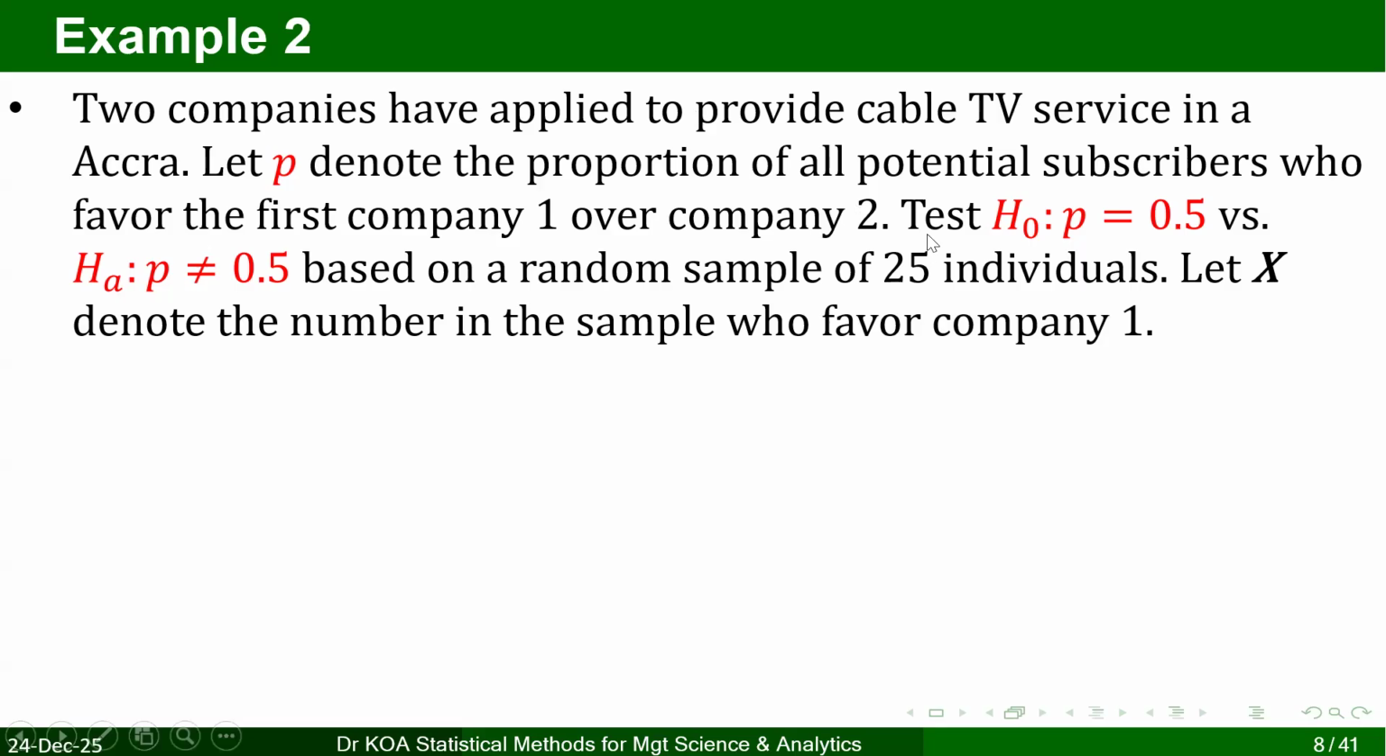Then we can formulate a hypothesis in terms of P, because P is supposed to be equal to 50%. P means probability, so we want to just split it. Now you have to test the hypothesis that P is 50% versus the alternative that it is not 50%, based on a random sample of 25 individual people. Let X denote the number in the sample who favor company 1, which means that the number in the sample who favor company 2 will be what?